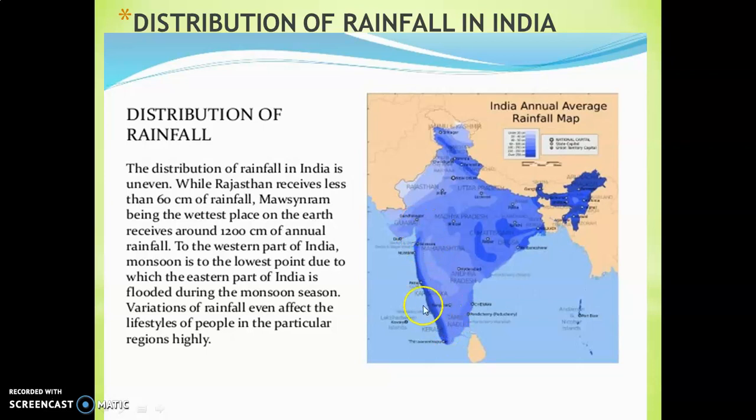obstructions of mountains. As monsoon winds come, they collect moisture from the Arabian Sea, and when they enter India, the Western Ghats act as an obstruction. So the western slopes of the Western Ghats receive more rainfall because they lie on the windward side, and the opposite side of the Western Ghats receives less rainfall because it lies on the leeward side. So this shows the distribution of rainfall is uneven.